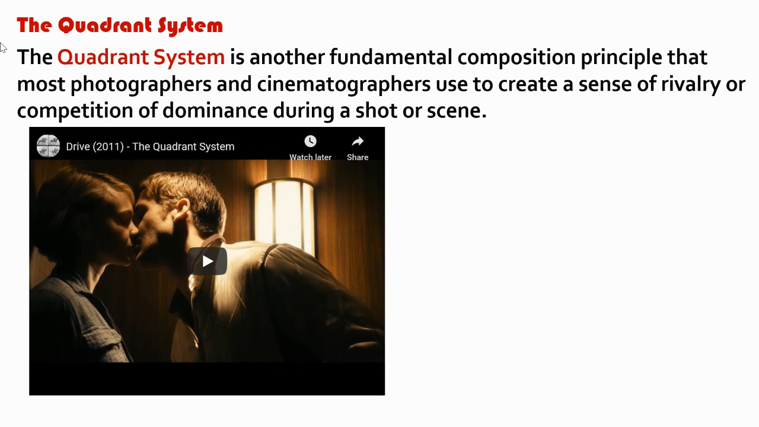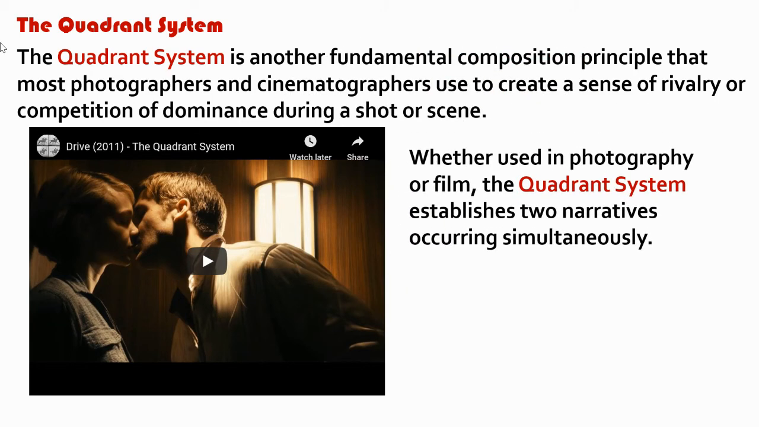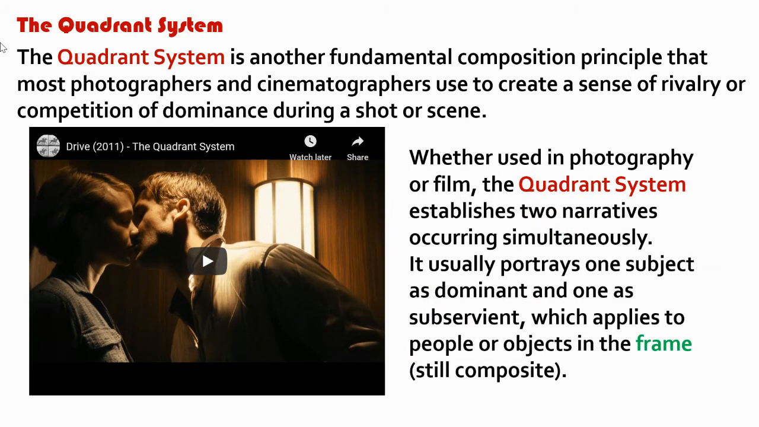Now, the last idea we're getting into in terms of structuring a shot is the quadrant system. This idea is a fundamental compositional principle that most photographers and cinematographers use to create a sense of rivalry or competition of dominance during a shot or scene as well. So, if I don't necessarily want to use the high angle, low angle, if I don't necessarily want to use the dynamic, static, or rule of thirds, I could use the quadrant system. And it's used in photography and film, but it usually establishes two narratives simultaneously. And that's the idea. Again, going back to the mise en scène, we're still telling a story visually.